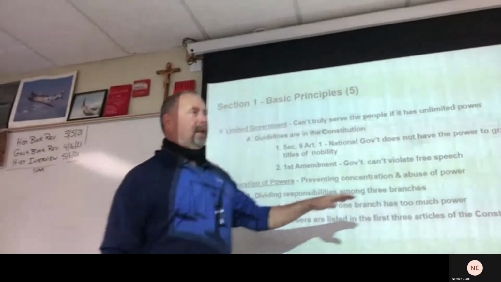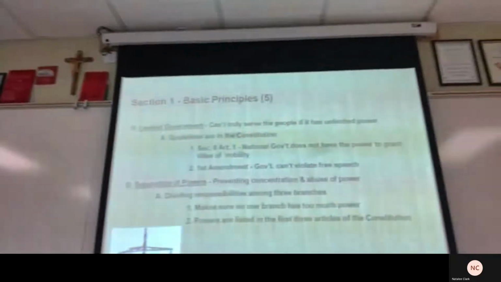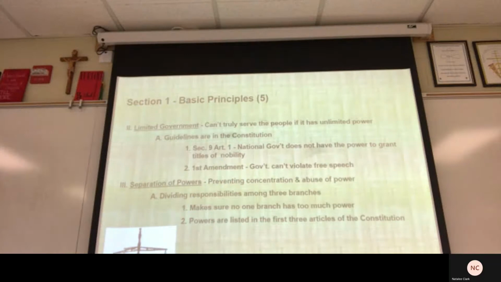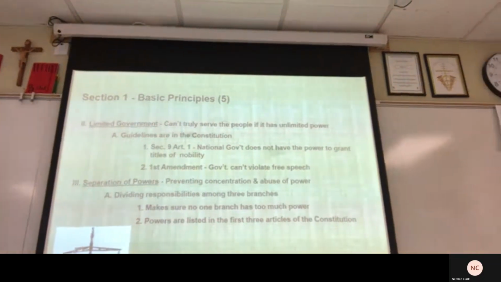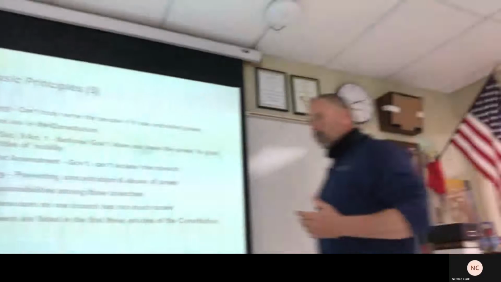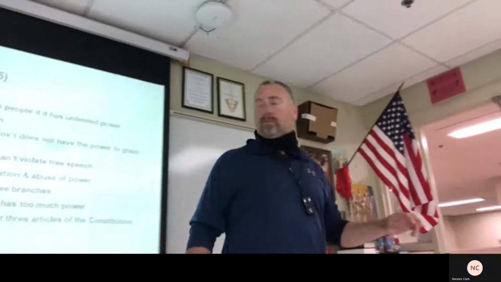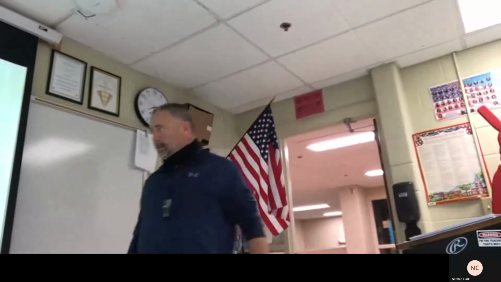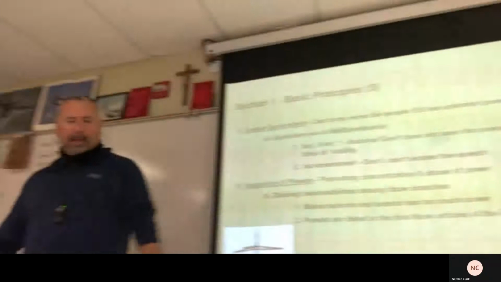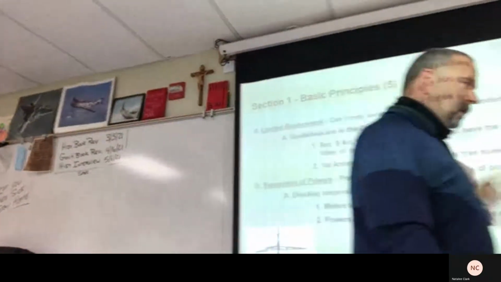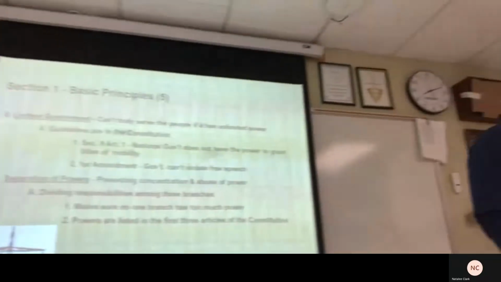These powers are listed in the first 3 articles of the Constitution. Article 1 lays out the legislative branch, Article 2, the executive branch, and Article 3, the judicial branch. And then I think I break this out in the next slide.